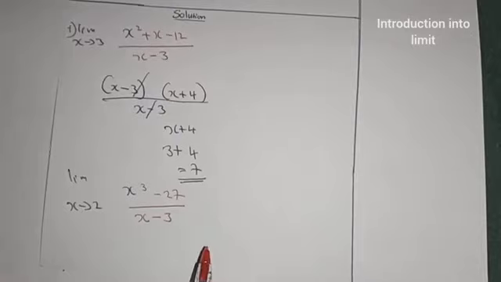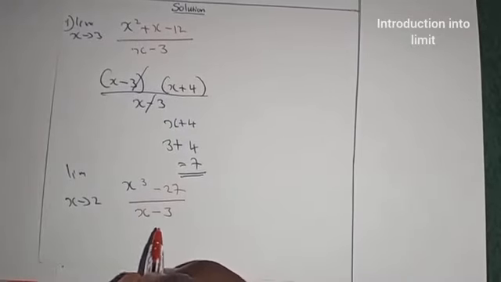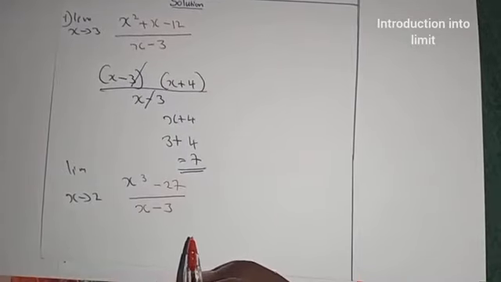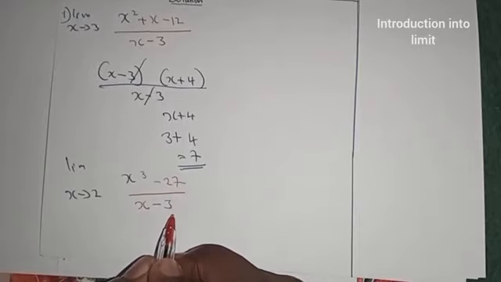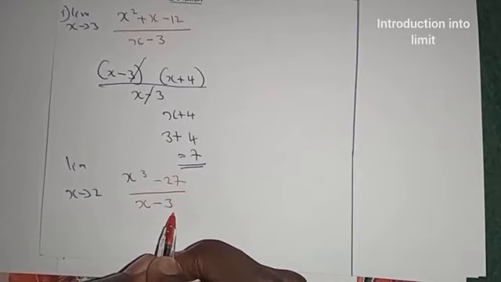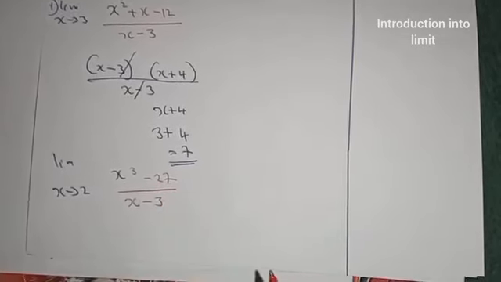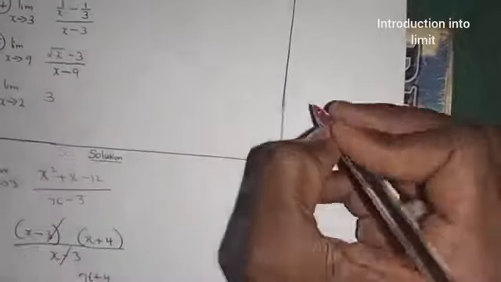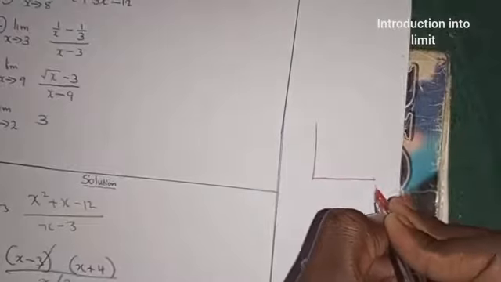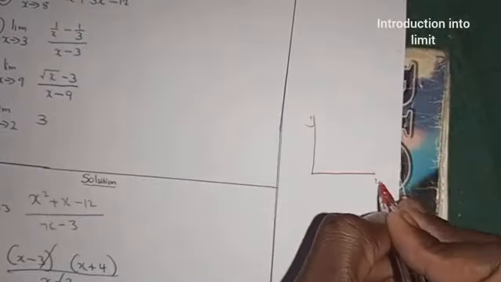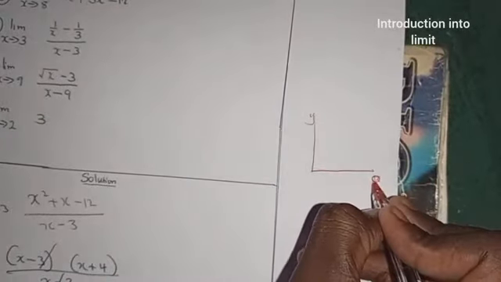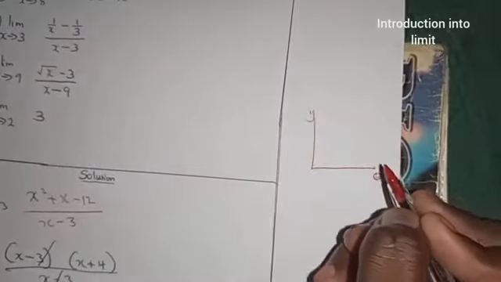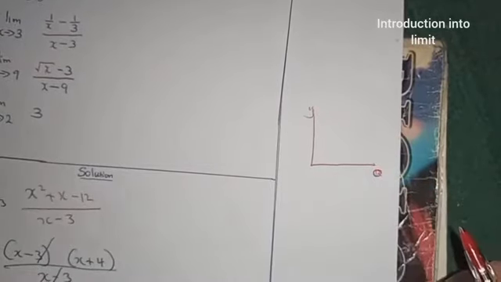But note that whenever you differentiate a constant value, you get 0. For example, this 27 and this 3, there is no x attached to them. So whenever you differentiate them, it will be 0. But let me touch on some part of differentiation for you so that you remember it. This is our x, and this is our y. So whatever you have on the y-axis will be 0, because it will multiply with the value of x.